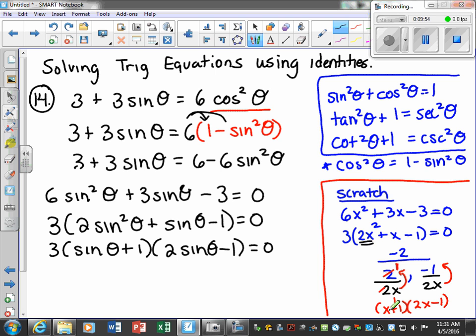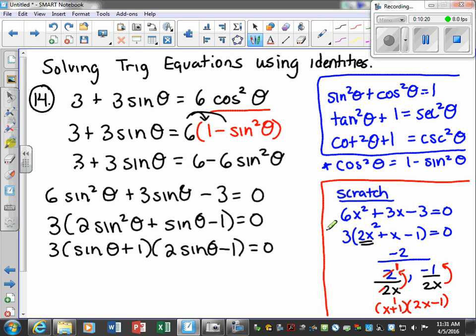Okay, so all I did is I took my factored form here, and everywhere there was an x, I put a sine of theta. Sine of theta plus 1, 2 sine of theta minus 1. Just carry down my 3. This is set equal to 0. Now to solve this, when you set 3 equal to 0, you have no variable, so that's just going to be gone. Set this one equal to 0, and then we're going to set this one equal to 0.